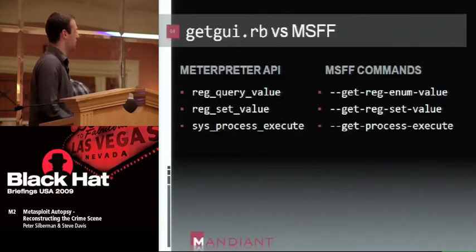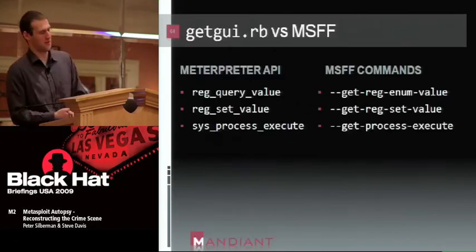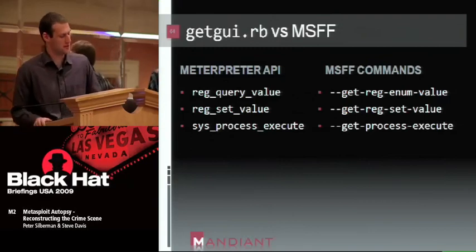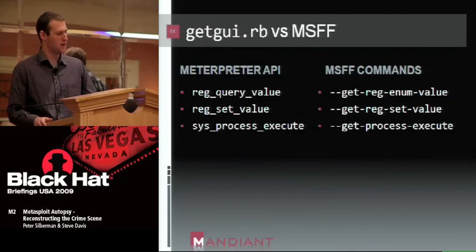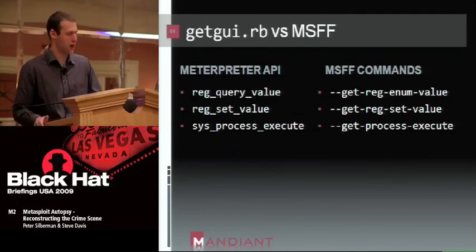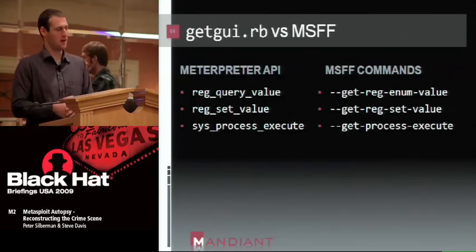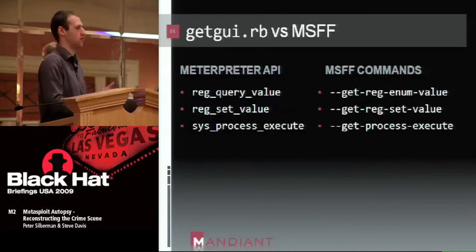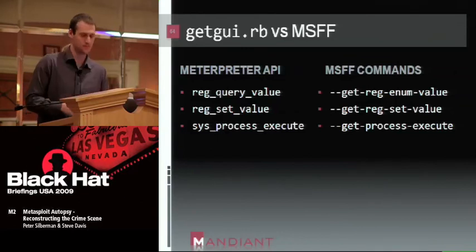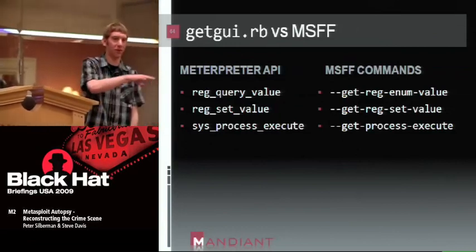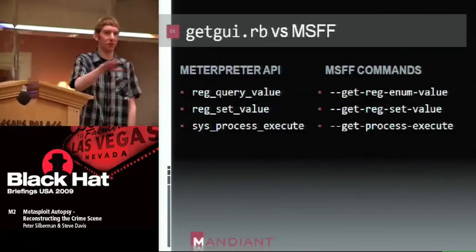So here's our script versus MSFF, which we've decided to go with an acronym for. The Meterpreter API for this script, as Steve said, is reg query value, reg set value, and system process execute. If you wanted to see if this script will execute, you could execute the following 3 commands and determine what data was sent back. And you might be able to see, all right, they did run this script, or they just did something very similar. We then deprecated basically single commands. We used to have it where it was just single commands, but now we added the dash all, which makes your life a lot easier.